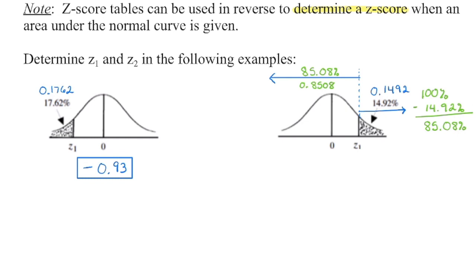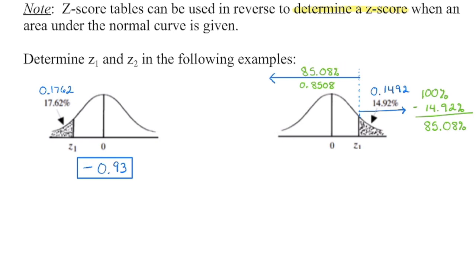Now in our next example, we're told that the area to the right of this particular z-score is 14.92%, but in my z-score table, I'm only ever given the data to the left of a particular z-score. But knowing that 100% of the data is below that curve, if there's 14.92% to the right, subtract that from 100 and that gives me 85.08% of the data to the left.